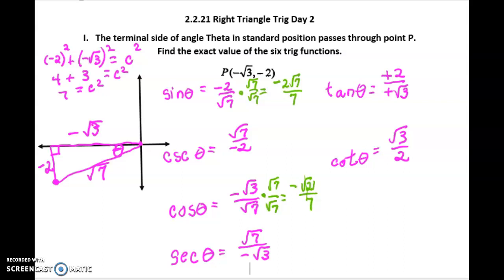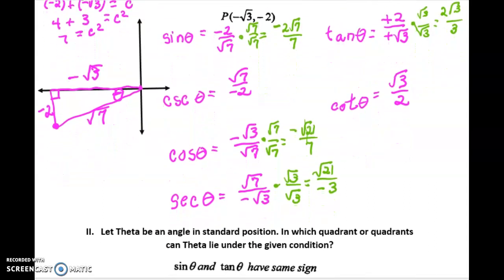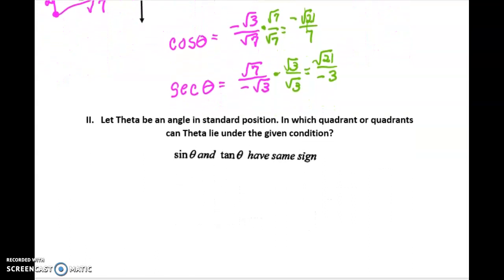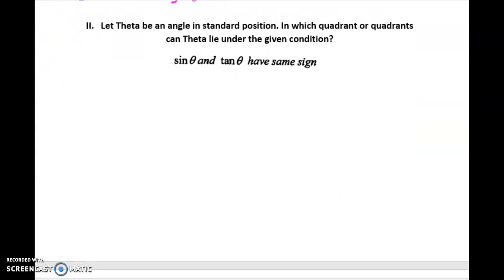Secant, we'll need to work on that one. We'll multiply by square root of 3 over square root of 3. And that will give us square root of 21 over negative 3. You can move that negative to the middle of the fraction. And tangent needs a little bit of work. We'll multiply by square root of 3 over square root of 3. And we get 2 square root 3 over 3. All right. Those look good.